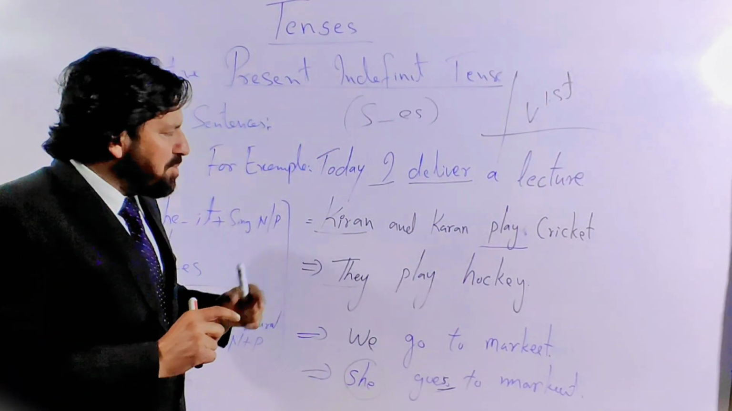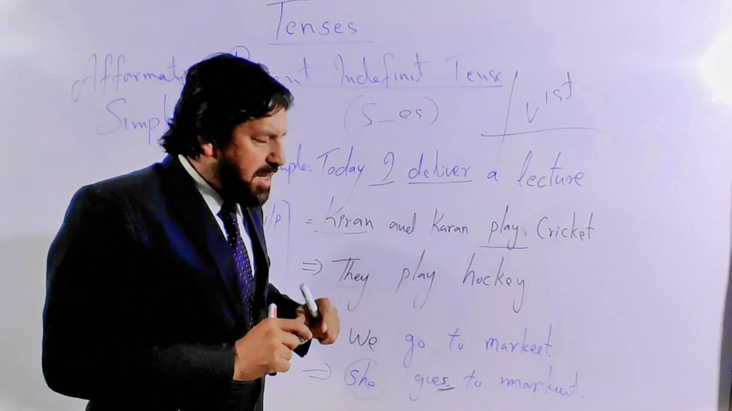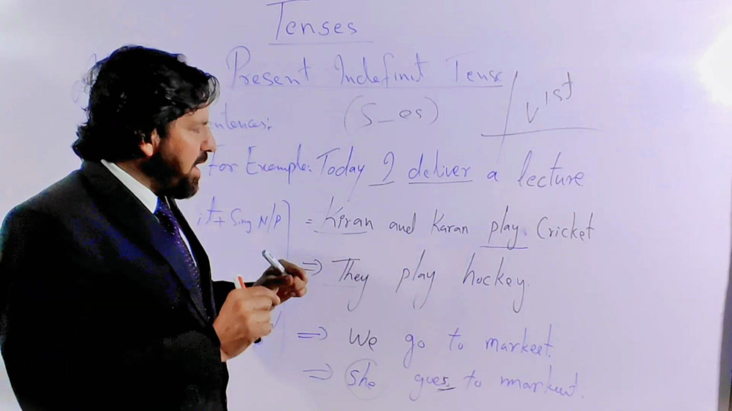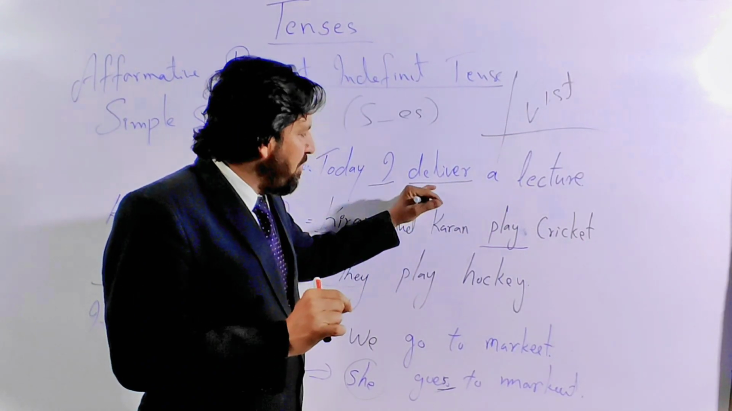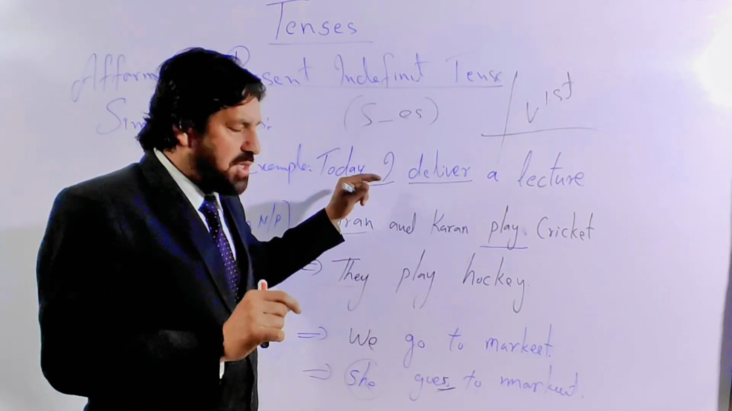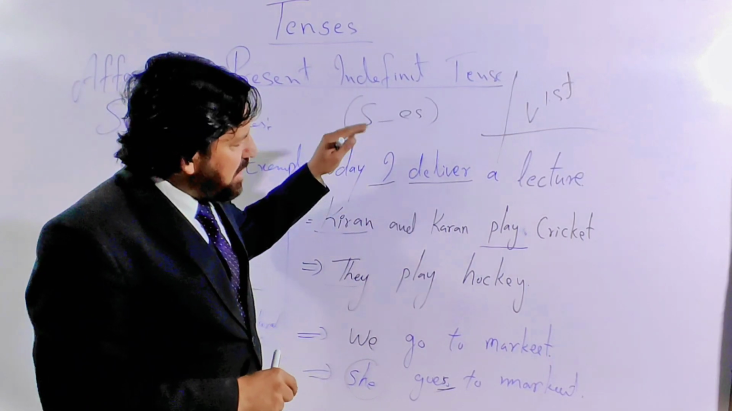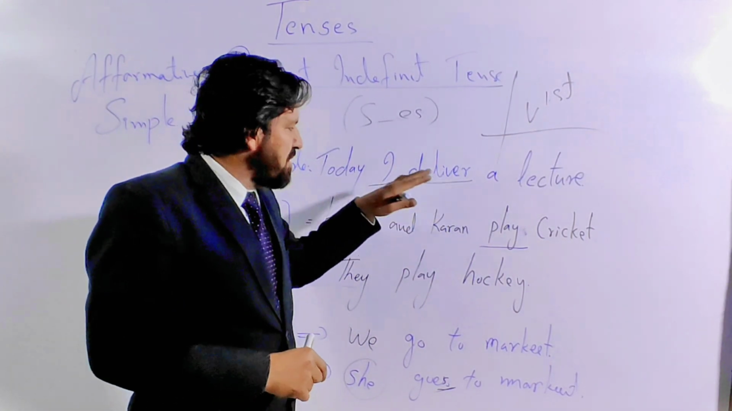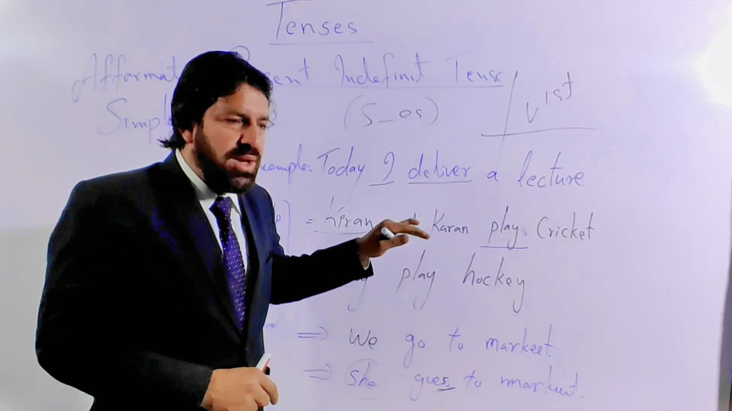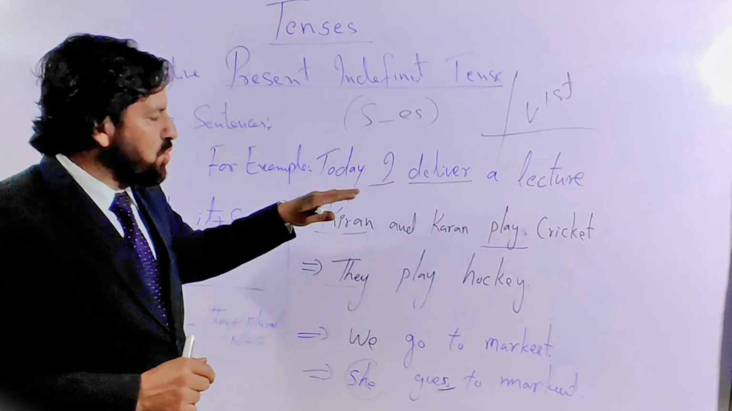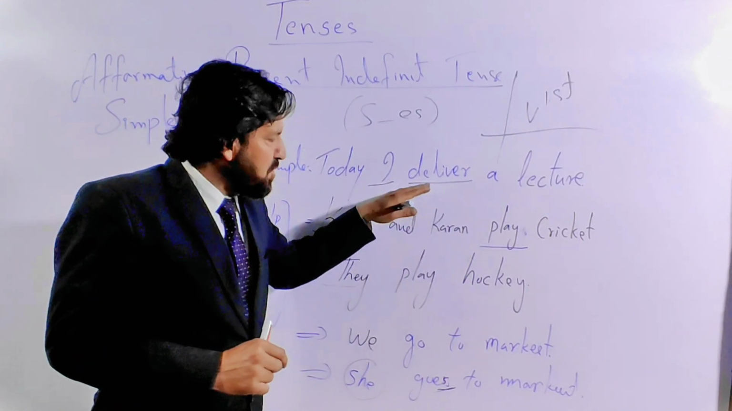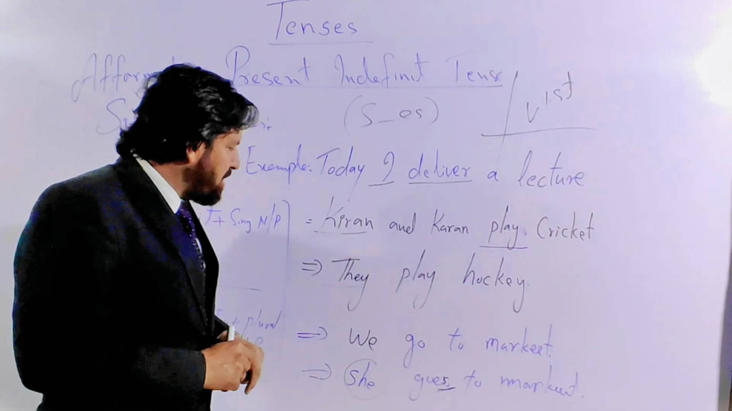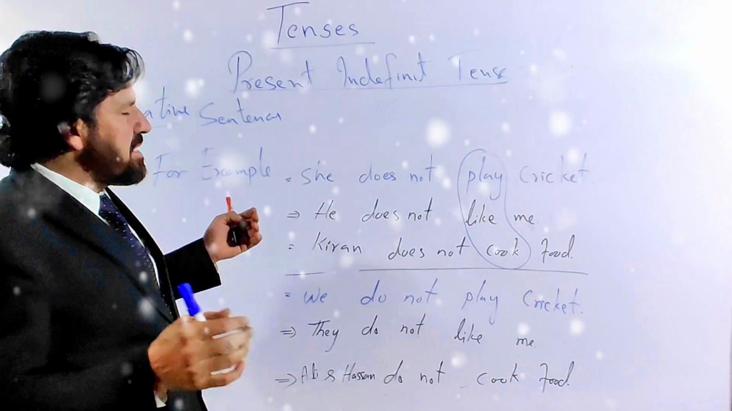So the rule, basically, is an English rule. According to English rules, we have to use the plural form of verb with I. I is singular, but we use only deliver, not s or es, with I, because it's a rule. That's why we are obliged to use only the base form of verb with I. Alright, so we have done present indefinite tense simple sentences.